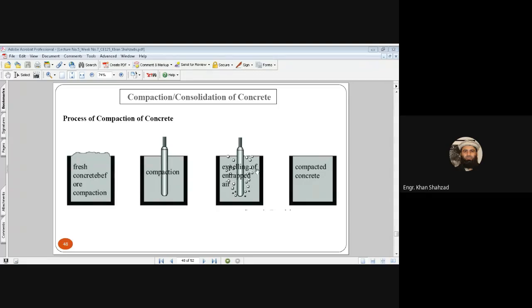This is the expelling of the entrapped air from the concrete. So you are actually taking out the voids, the entrapped air, from the concrete, and this concrete comes to cover or fill those gaps or voids which have been created due to the expelling of the entrapped air, and you have this finally compacted concrete.